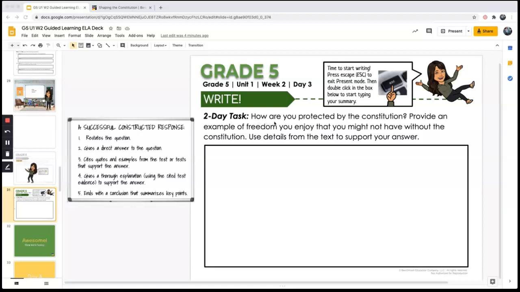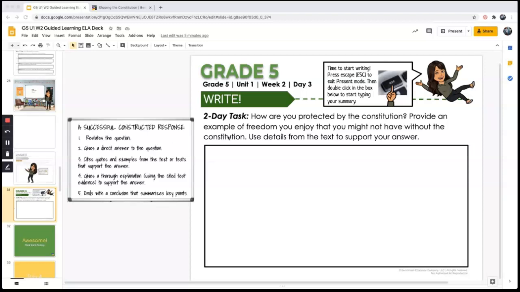2-day task. How are you protected by the Constitution? Provide an example of freedom that you enjoy that you might not have without the Constitution. Use details from the text to support your answer. So I'm going to look over here to see what I need in order to write a successful constructive response. Number 1 says I need to restate the question, and number 2 says give a direct answer to the question. These two go together. They are going to make up my first sentence.